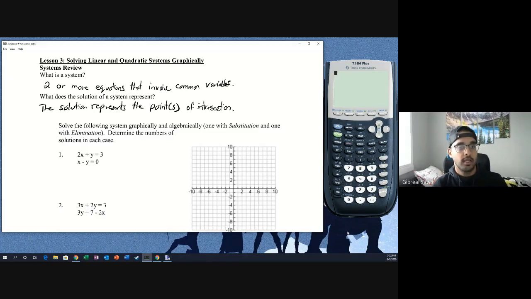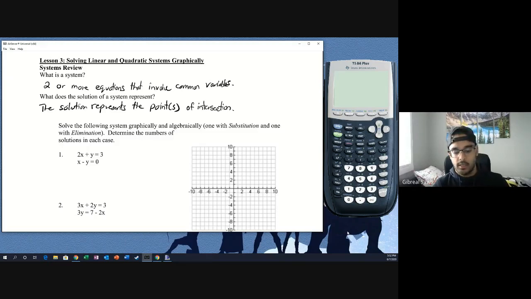Essentially, where the lines in the system cross. So if I've got two lines in the system, they should cross at most once. If I've got something that's no longer linear, like a quadratic, that parabola shape, I could potentially have two. And as you get into higher degree equations, you could potentially have more than that.